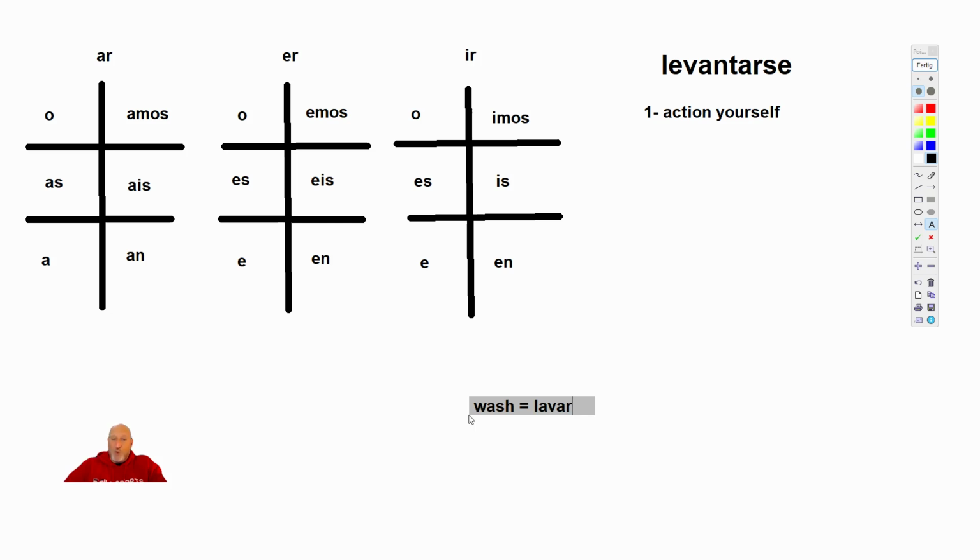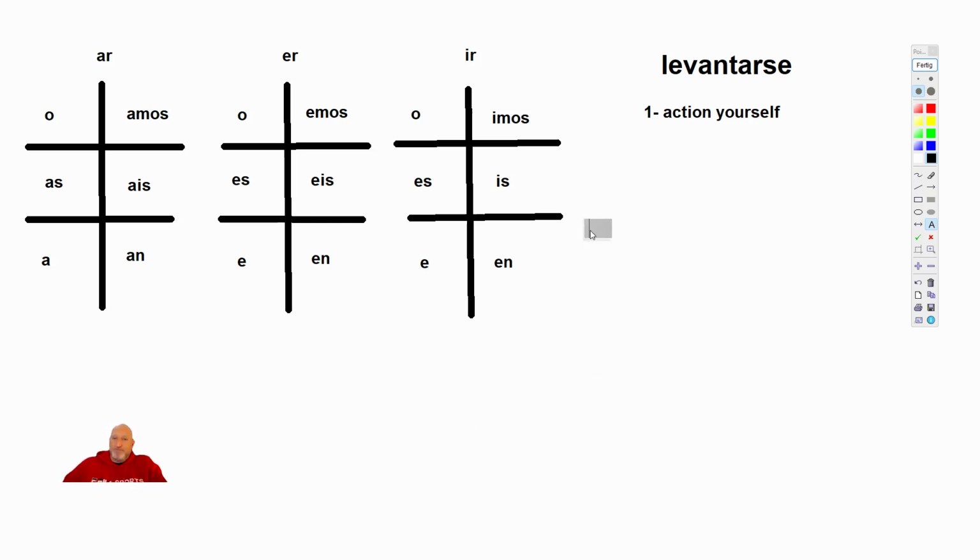So in that case, we no longer use the verb lavar. We use the verb lavarse. So we would use that verb in a reflexive way. We will use the same verb to wash, lavar, but now it will need to be a reflexive verb, lavarse, so we specify that the action is done to ourselves.